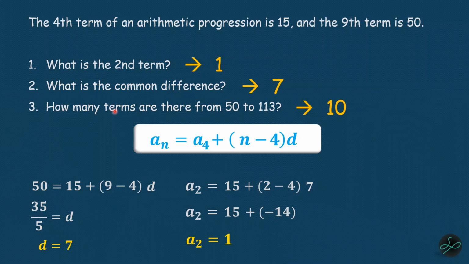Third question. How many terms are there from 50 to 113? Here is a quick solution. We subtract the first term from the last term, divide that by the common difference, and then we add 1. This will give a value of 10, and so there are 10 terms from 50 to 113 in this specific arithmetic sequence. I hope you had fun solving this challenge problem.